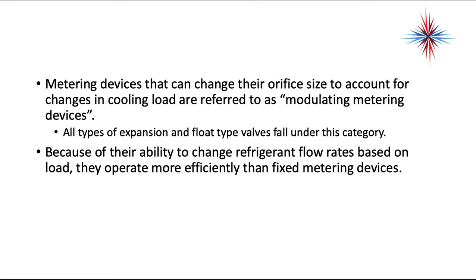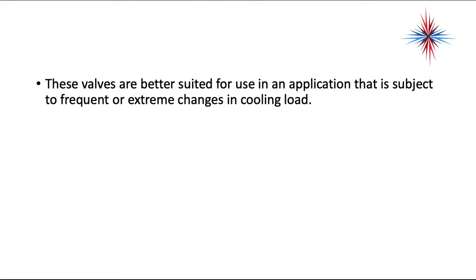Metering devices that can change their orifice size to account for changes in cooling load are referred to as modulating metering devices. All types of expansion and float type valves fall under this category. They will self-adjust one way or another, and we'll talk more about that. Because of their ability to change refrigerant flow rates based on the load, they operate more efficiently than fixed metering devices. These valves are better suited for use in applications that are subject to frequent or extreme changes in cooling load.